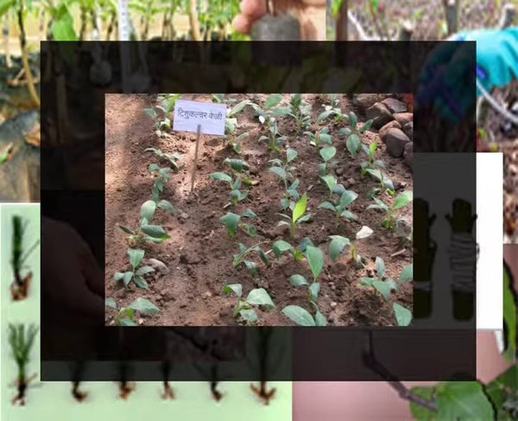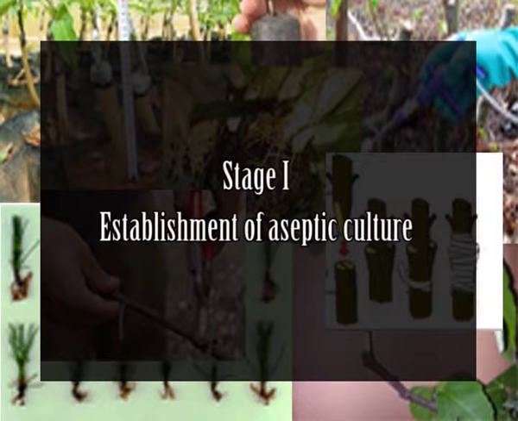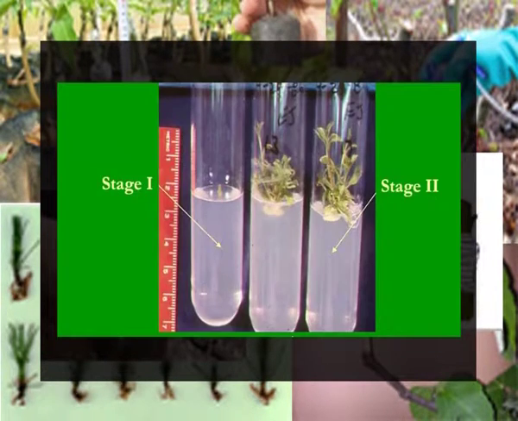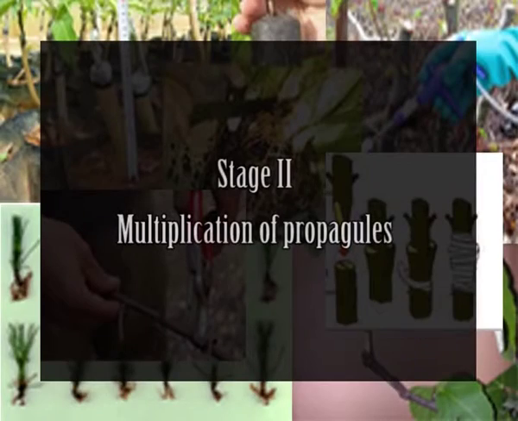Thus, the following stages are involved in micropropagation. Stage first, which is called establishment of aseptic culture. In this stage, culture is initiated which is free from infection. It includes cultures like shoot tip, stem, etc. after proper sterilization process. Stage second, multiplication of propagules.